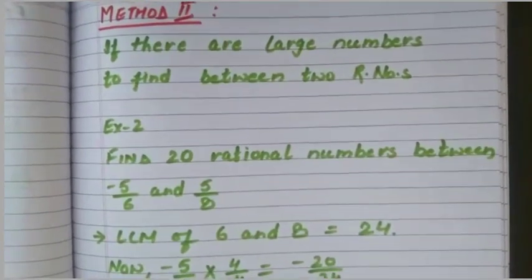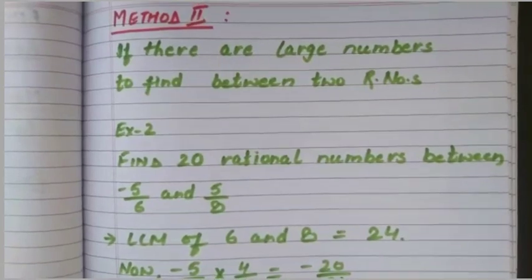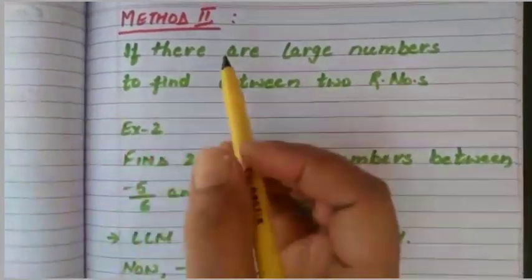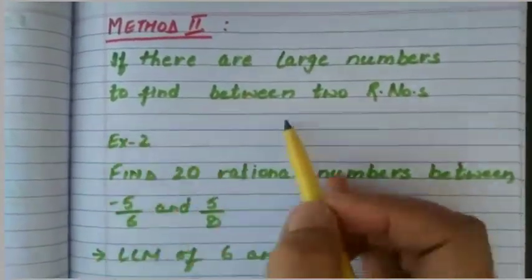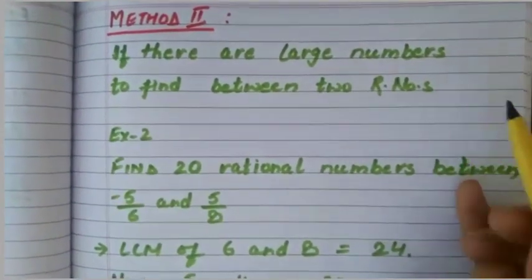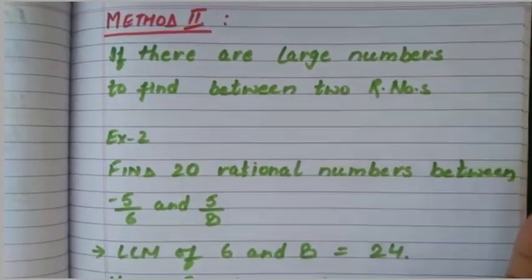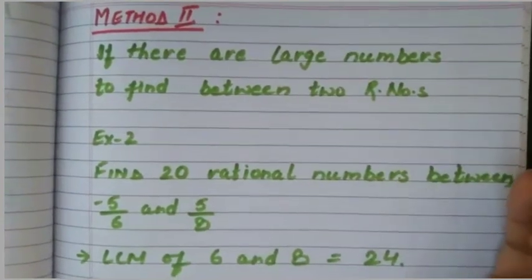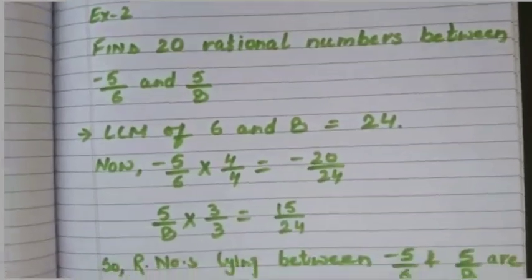Now we will move further to the second method of finding a rational number or more rational numbers between two given rational numbers. Here, children, we use the second method if there are large numbers to find between any two rational numbers. Large numbers means suppose you have to find 10 rational numbers between two given rational numbers, or suppose you have to find 50 rational numbers between two given rational numbers. So how will you do this? This is the method, a very simple one.